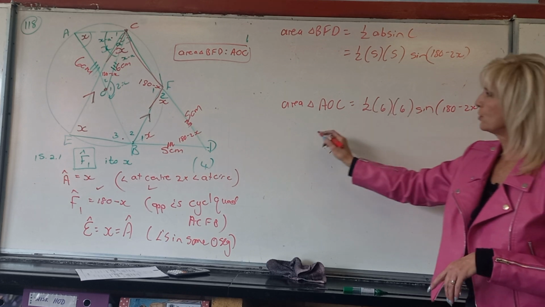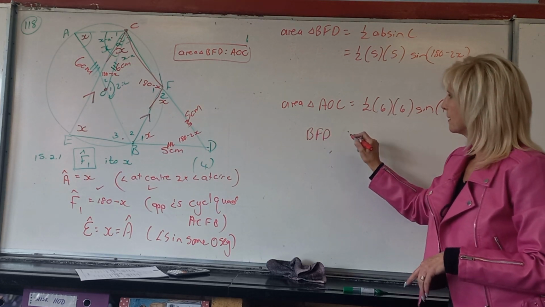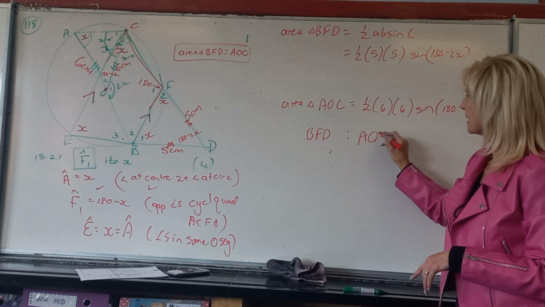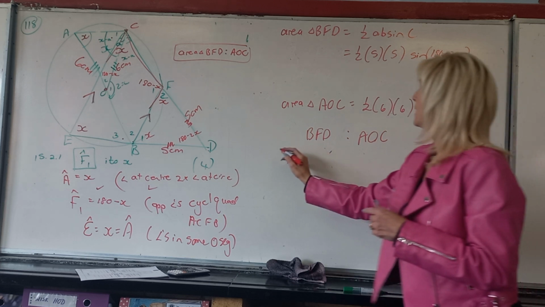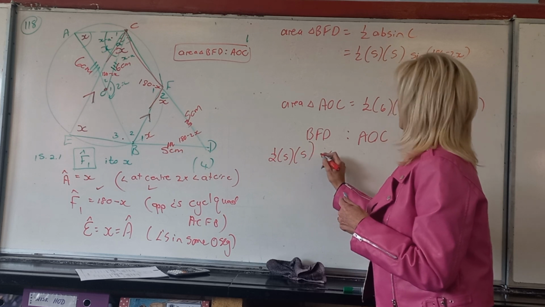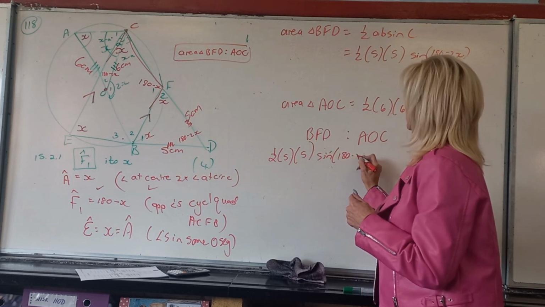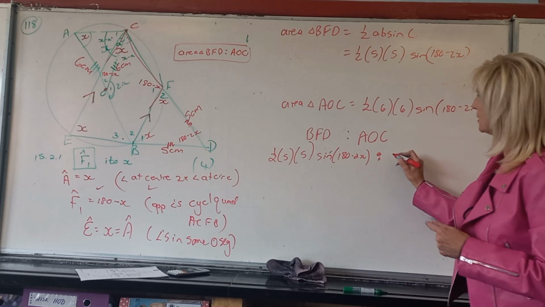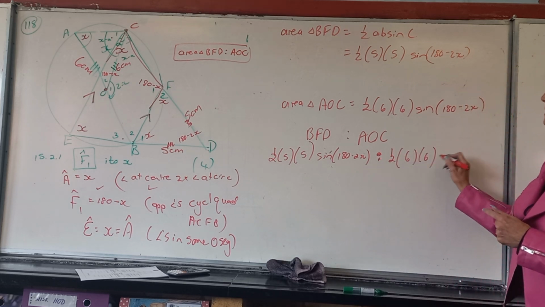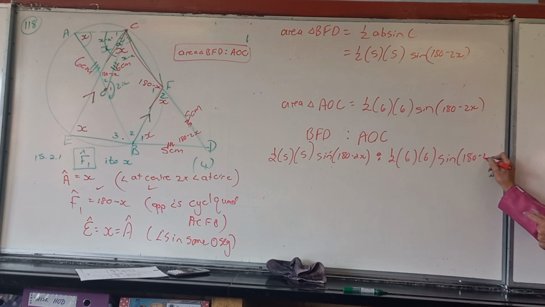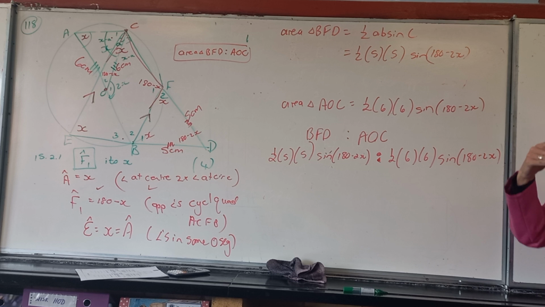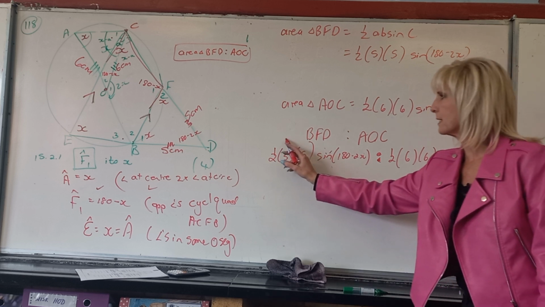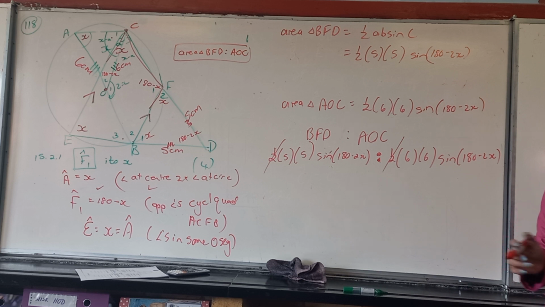So if I say BFD area in ratio to AOC's area, then you put this equal to that. You can simplify, but just look at it. It's going to be half times 5 times 5 times sin of, I'm so frustrated that I can't do this yet, and half times 6 times 6 sin. I just want to do that reduction formula. But look at it. Remember that a ratio is basically a fraction. So top and bottom can cancel out. So why can't I cancel this out? I can.